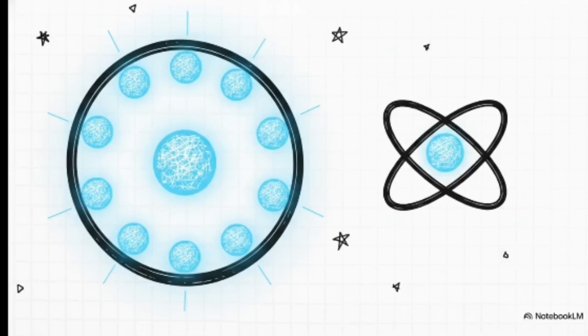Now, little hydrogen is our one major exception here. It only has that first K shell, so it just wants 2 electrons. We call that the duplet rule.